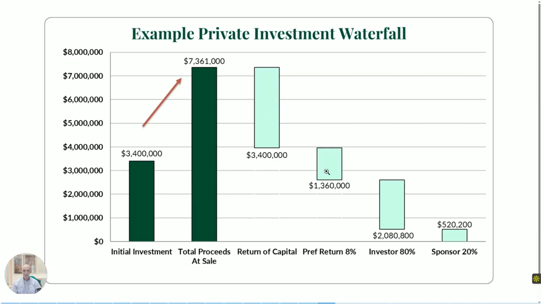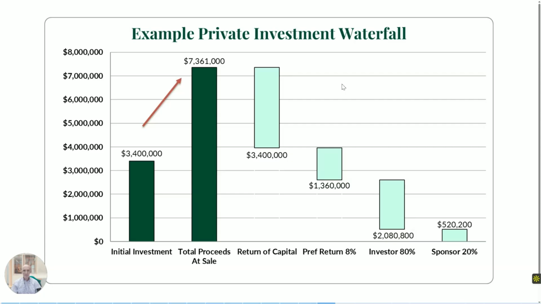Once investor capital is returned, we move to the tier called preferred return. In this deal, investors are entitled to an 8% annual non-compounding preferred return on their capital. Based on the 5-year hold period in this example, that amounts to about $1.3 million. This is the second hurdle that must be cleared. So after getting their initial $3.4 million back, investors then received their preferred return, an additional $1.36 million.